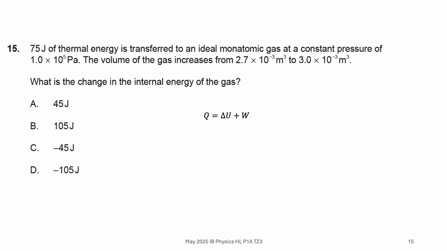Now this is the tricky part of this question because we already know Q, we know Q is 75, that's fairly simple. However, the bit that students get stuck on is the W. Is this a negative or a positive value? How do we calculate it? Well, if we look at the question, it tells us we're expanding at constant pressure and we're told that the volume changes. And these are key to our calculations.